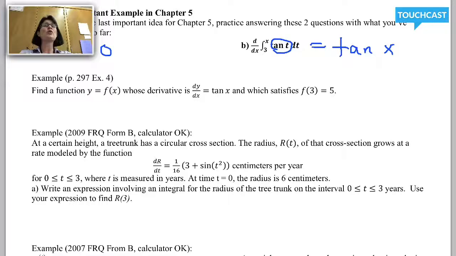And this technique is so powerful. Ask the BC students about the chapter 5 review test that they took. How many times did they use this important idea?